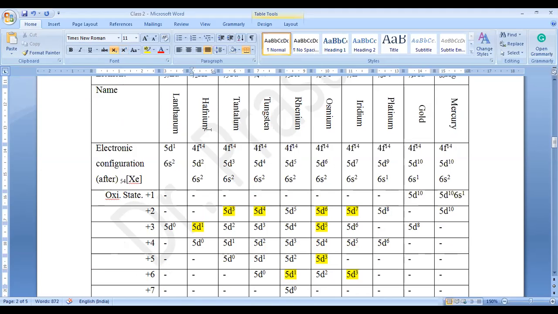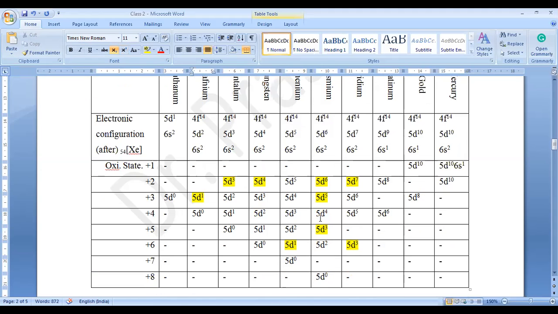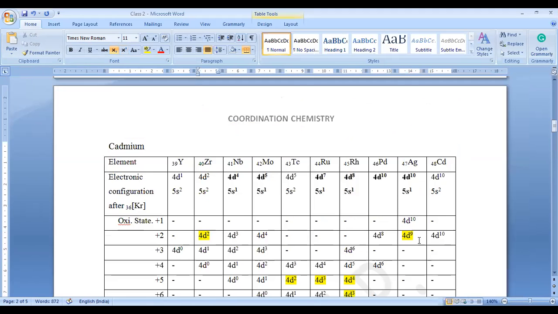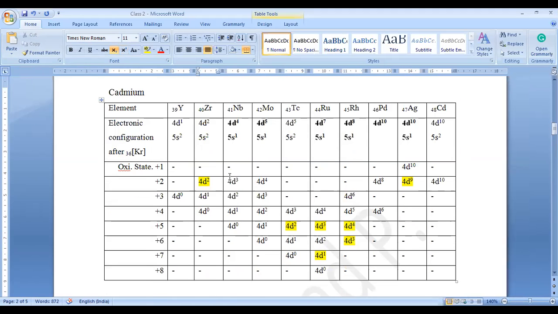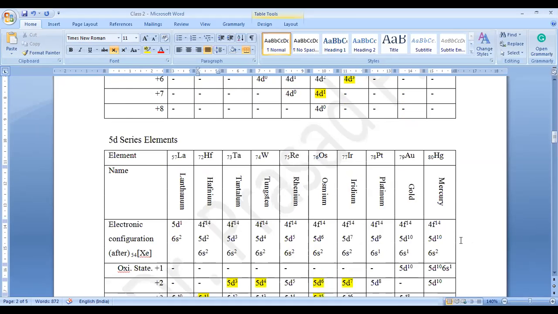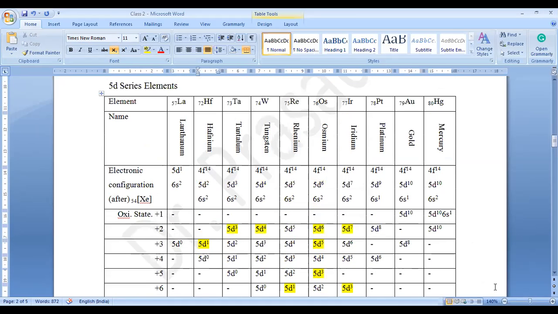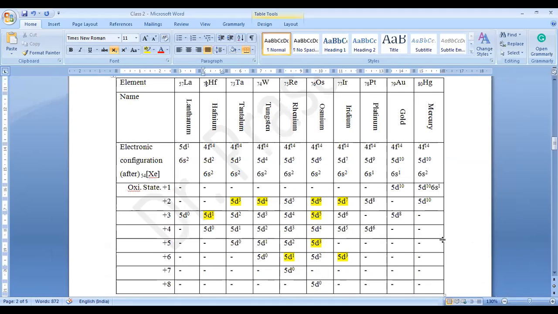The electronic configuration we write after the electronic configuration of xenon, that is xenon 4f14. The electronic configuration is already written here. The possible oxidation states are also mentioned here. You can take a screenshot of this. The less stable oxidation states are also highlighted. The highlighted ones are the less stable oxidation states of their corresponding ions. So this one you have to take a screenshot of: hafnium, lanthanum to mercury.